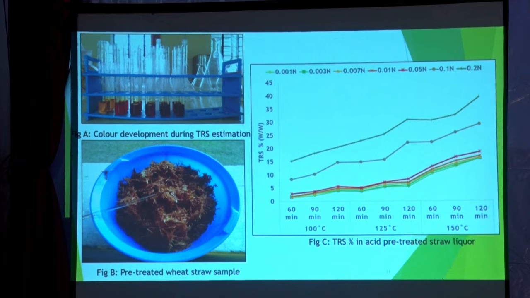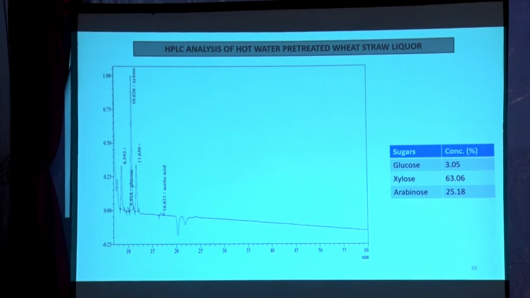These are some of the images taken during the study. This is the HPLC chromatograph of the hot water pre-treated wheat straw liquor. Here it can be seen that the maximum concentration is of xylose sugars, which represent hemicelluloses, that is 63.06%. Glucose was 3.05% and arabinose was 25.18%.